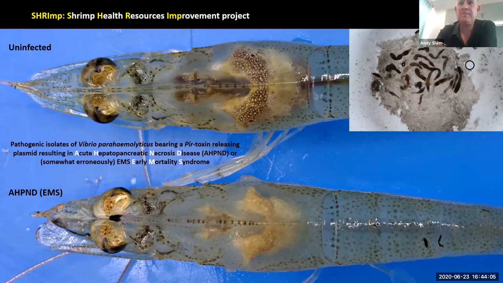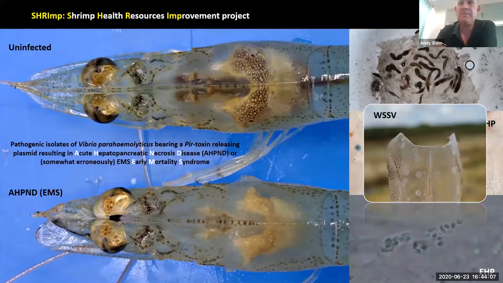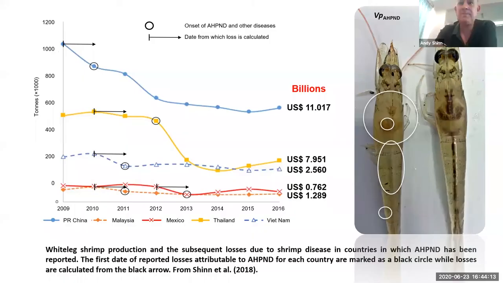So the reason that AHPND is perhaps on the leaderboard of the shrimp diseases at the moment is because I'm going to focus on this yellow line in the middle of the graph here. In 2010, Thailand was producing close to 600,000 tons worth of white-leg shrimp, but that very quickly dropped to around 189,000 tons. They lost 400,000 tons worth of production after AHPND was introduced into the country.